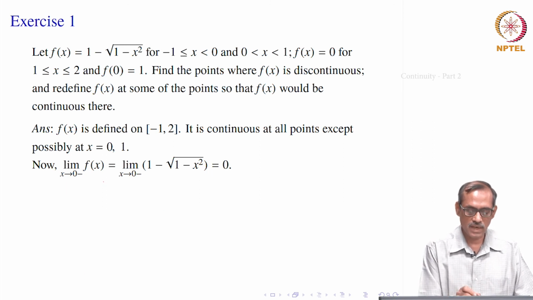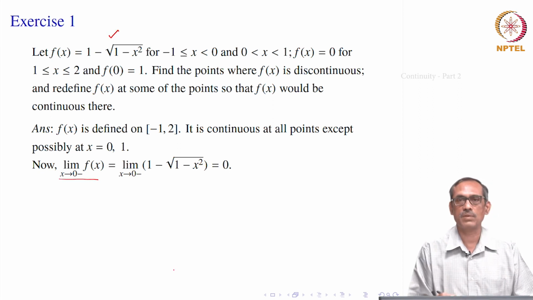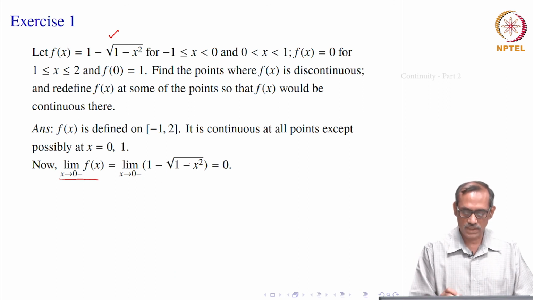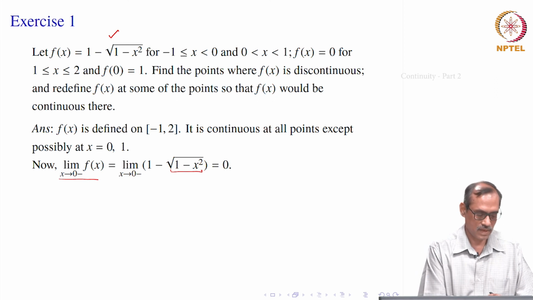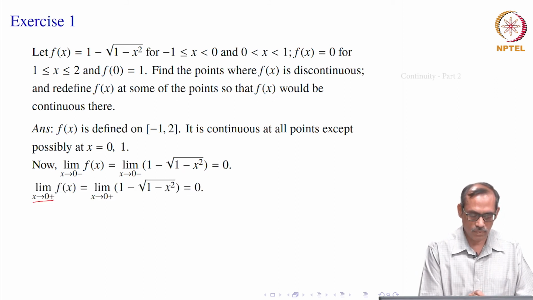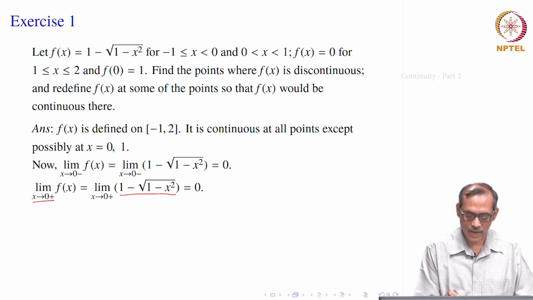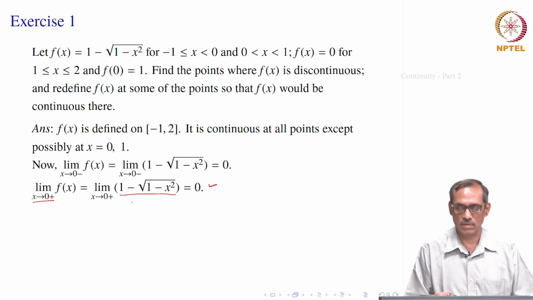So, now we find at 0. When x goes to 0 minus, we have the function defined as 1 minus square root of 1 minus x square. So, we find its limit as x goes to 0 minus. Algebra of limits says that it should be square root of 1 minus 1, which is 0, right. Now, when x goes to 0 plus, again the same thing, by algebra of limits the whole square root is 1. So, 1 minus 1 again 0. So, the limit exists and it is equal to 0.